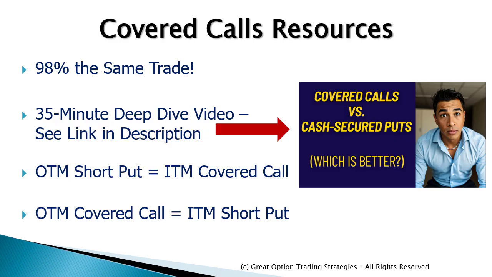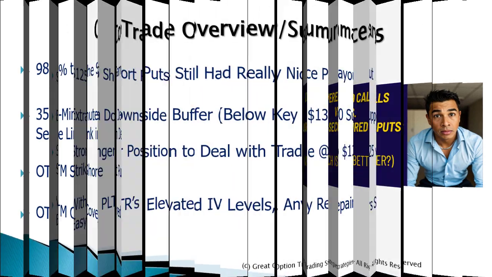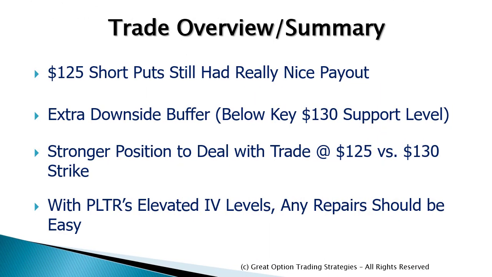But for the trade itself, to summarize, the $125 short put still paid out a really nice amount of premium. I felt it also gave us a decent downside buffer in case that $130 support level broke. And in the event that the stock trades below $125, we'll be in a much stronger position to manage and repair the trade from that lower strike price.